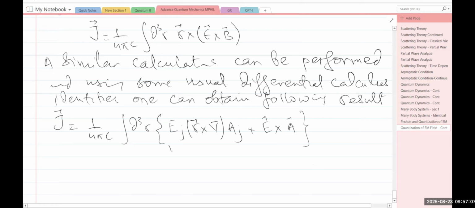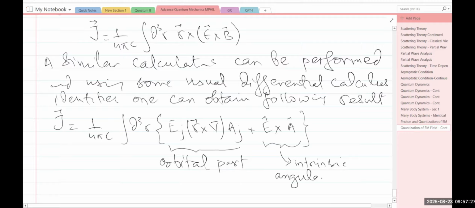So this part represents the orbital part, and this second term is the intrinsic angular momentum of photons.